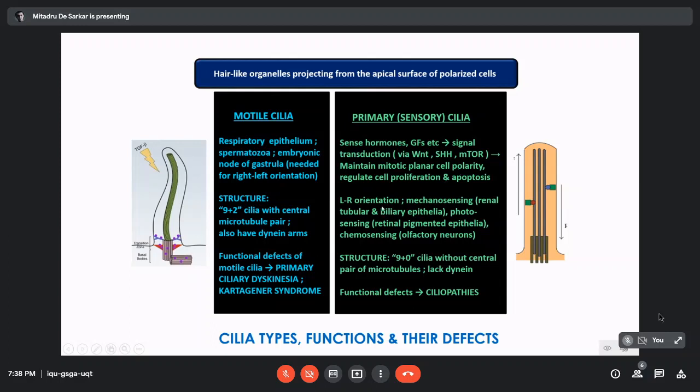These are essential for left to right orientation, along with sensation in the renal tubules as well as the biliary epithelium, photosensing as in the retinal pigmented epithelium, and chemosensing as in the olfactory neurons.